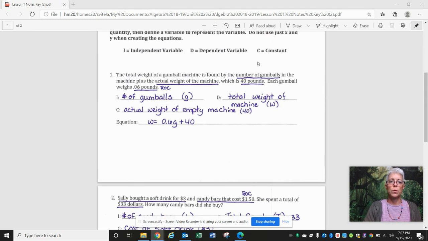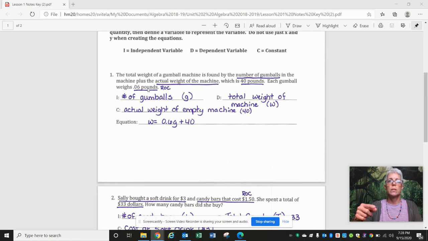Okay, let's go back to this one right here. This one we have a gumball machine, and I don't know if you remember the days back when there was a Blockbuster Video. They had this giant gumball machine in there. So it's saying that this giant gumball machine weighs 40 pounds, and we want to know the total weight. Well, the total weight depends on the number of gumballs that are inside of this gumball machine. So you can see that the total weight of the machine is 40 pounds, and each gumball only weighs 0.06.